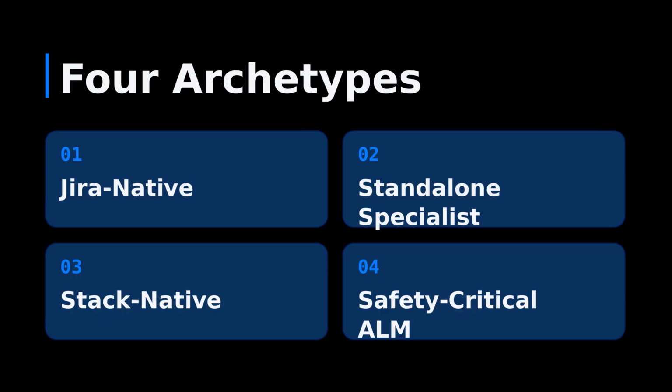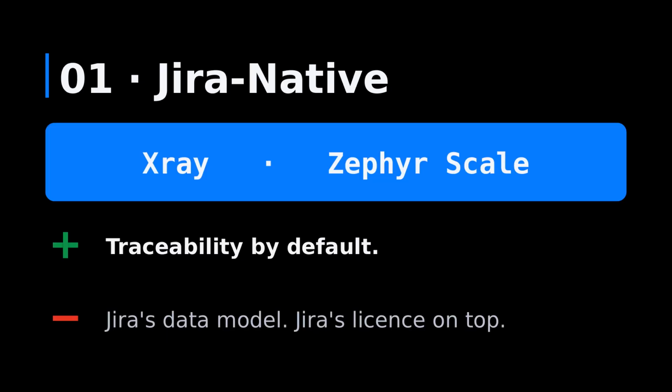So let's look at the 4 archetypes of test management tool. First are the Jira native ones like Xray and Sapphire Scale. Your test cases become Jira issues sitting next to the requirements and the defects. So no context switching, and traceability comes by default. But you inherit Jira's data model and its limits, and the license stacks on top of your Jira licenses.